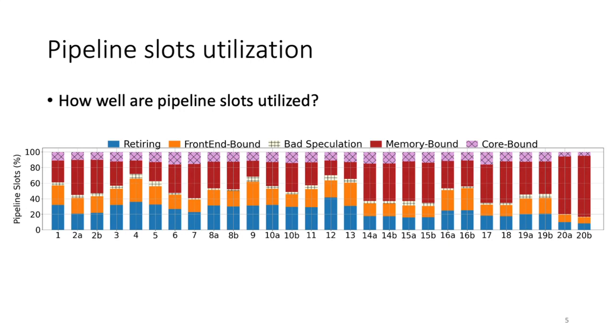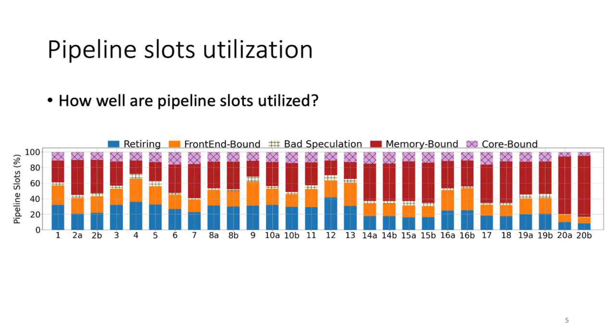So here we see a distribution. The retiring category means that the instructions are getting completed and retired, so this represents useful work. Front-end bound means that the pipeline slots are waiting for instructions to be fetched, decoded, and issued. Bad speculation means pipeline slots are being wasted due to misspeculation, such as incorrect branch predictions. Memory bound means that the pipeline slots are waiting for memory operations to complete, and this includes operations to both the cache hierarchy as well as to DRAM. Core bound means that the pipeline slots are waiting for core computations to complete.